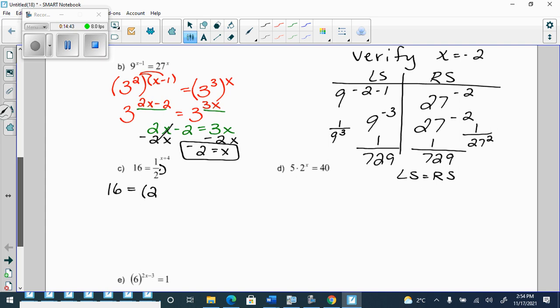So if I get a fraction, all I have to do to move it up is raise it to a negative power, correct? It currently is 2 to the 1. So if I want to move it up, I have to make it be 2 to the negative 1.